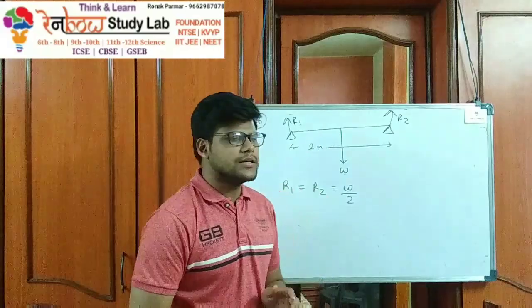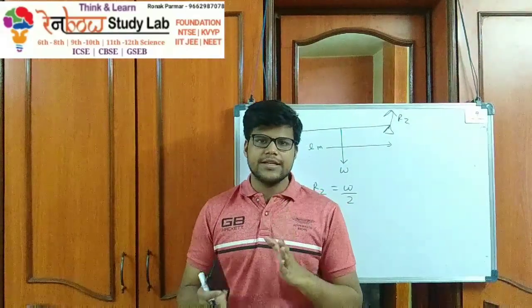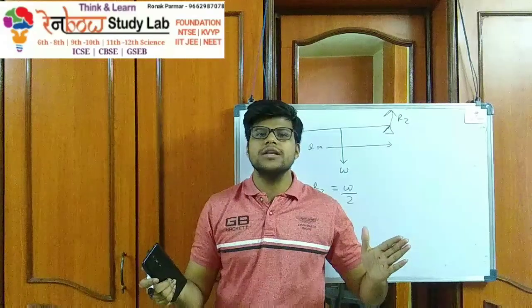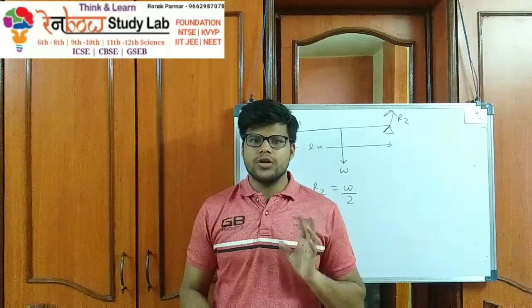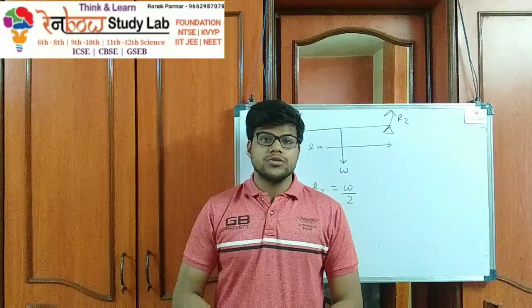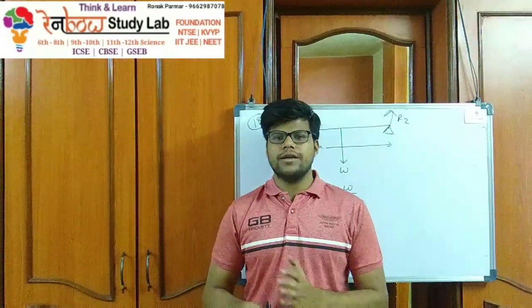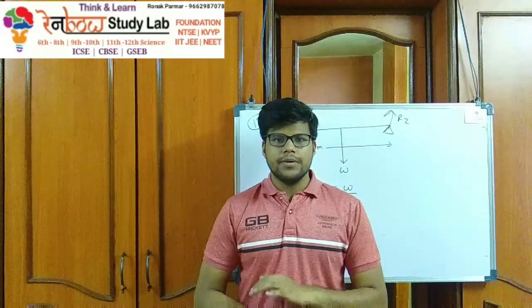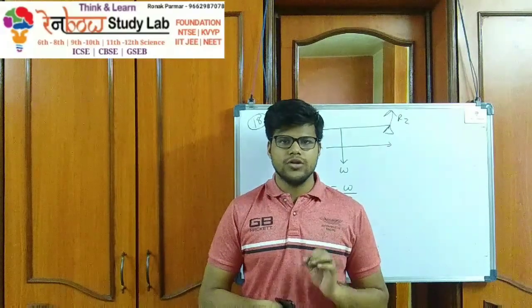Okay, I hope this is clear. The weight which is applied at the center gets divided equally between R1 and R2, and both of them will be half of the total weight, W by 2, W by 2. So this was the end of Part A, chapter 1. Now in the next video we will be starting chapter 2. Please solve all the sums carefully. This is a new topic.